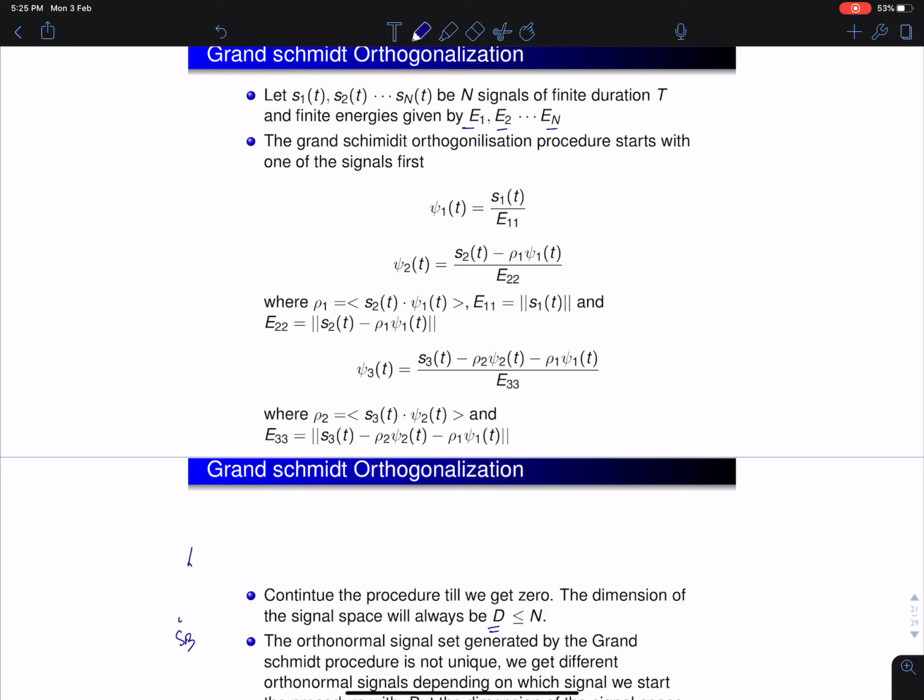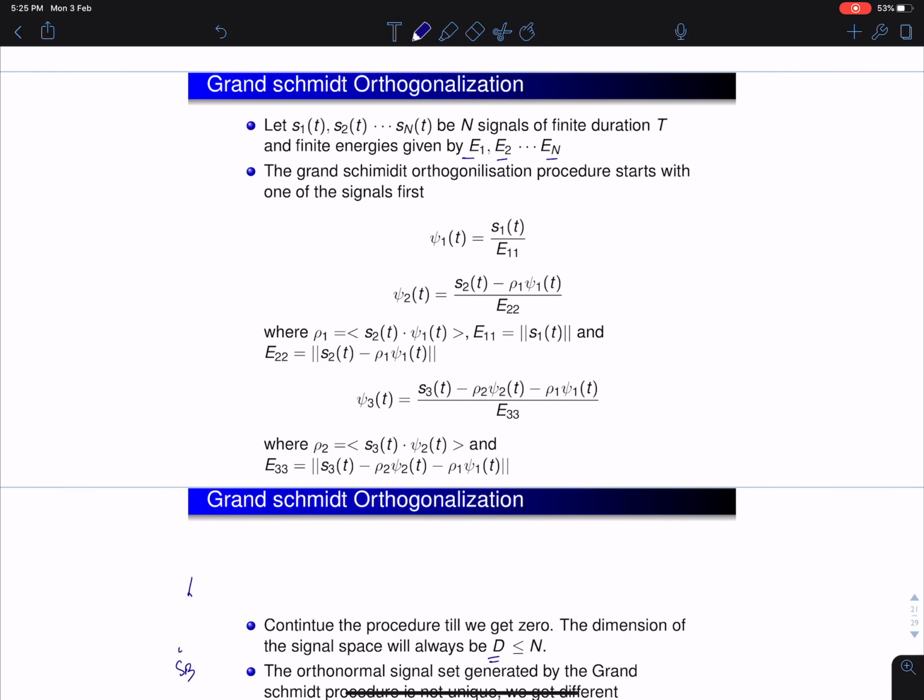Hi everyone. In the previous lecture, I spoke about the Gram-Schmidt orthogonalization procedure. I made a small mistake when explaining that. I said there was a problem with this equation, rho 1, in the previous class. Okay, there is no mistake here. The equations are perfectly fine. So that's what I wanted to say right now.